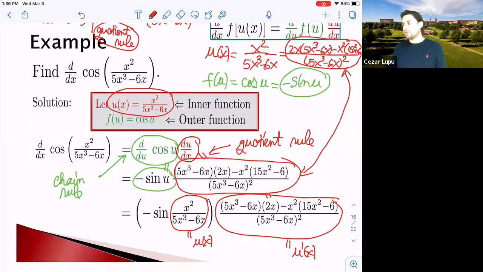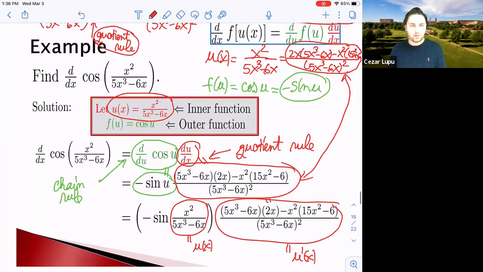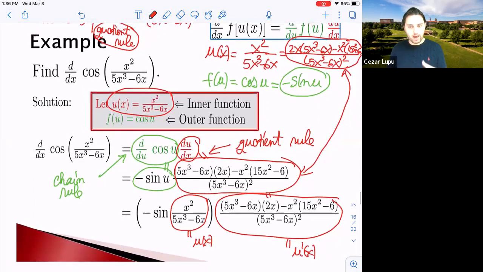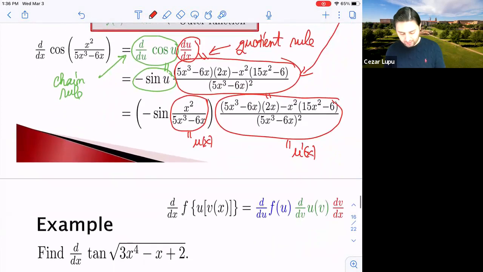All right, so this was a bit tricky, because you need to apply two rules. But now, let me give you something even more complicated. And pay attention here.